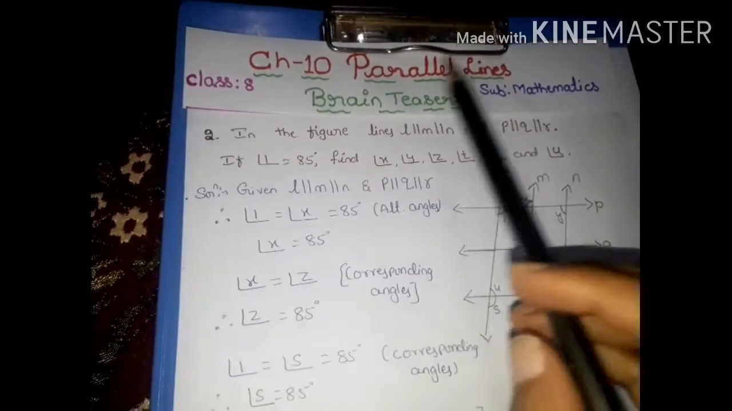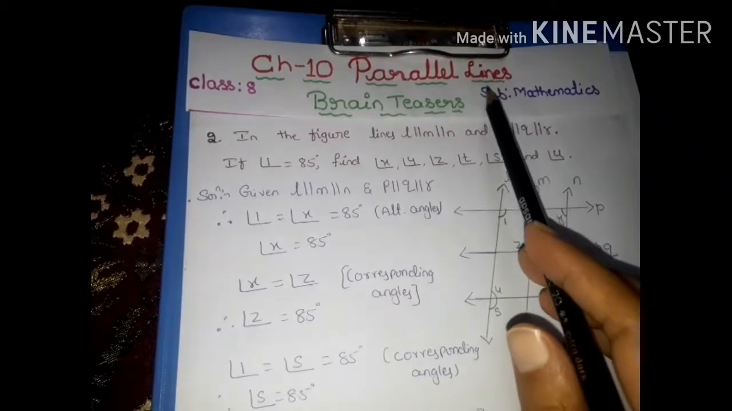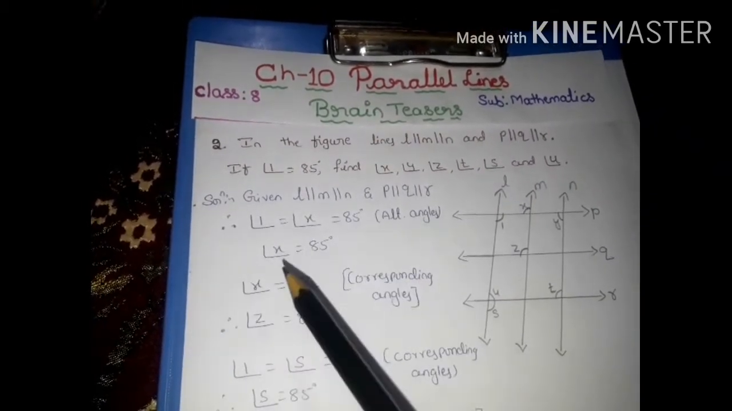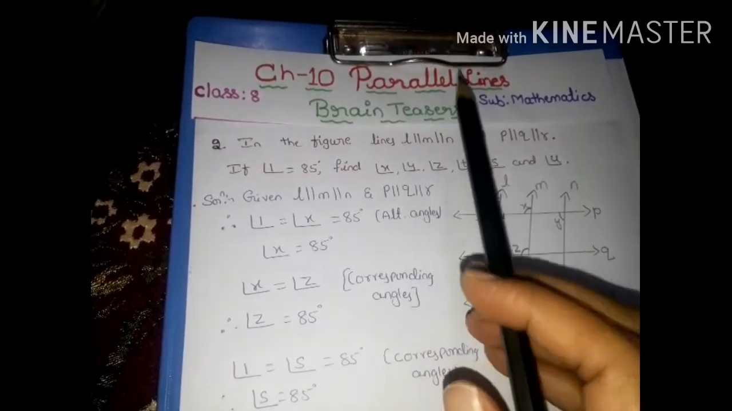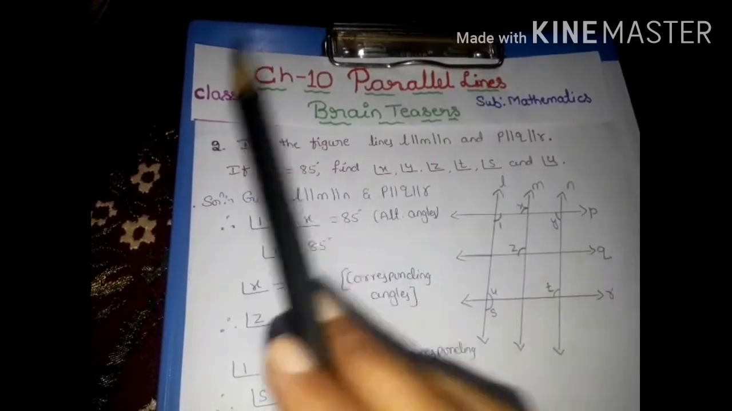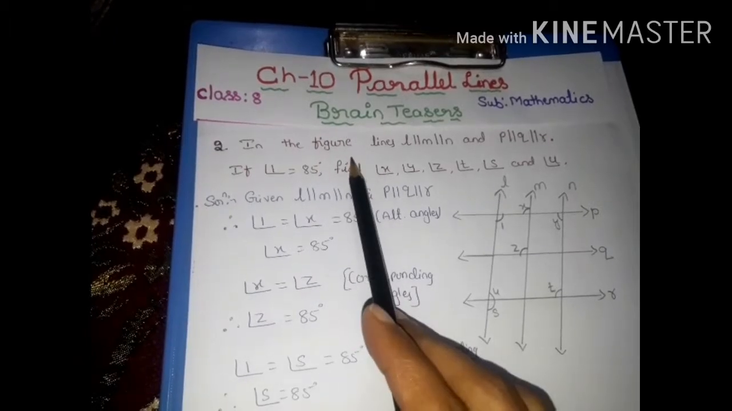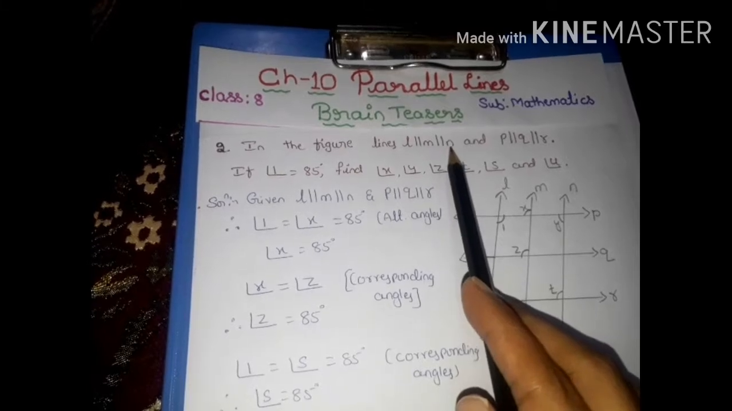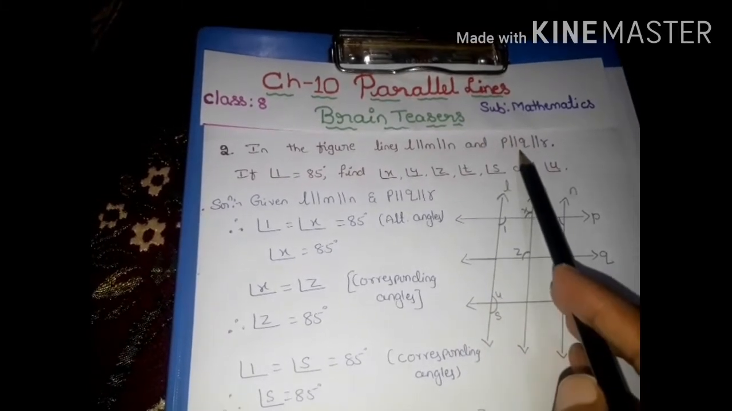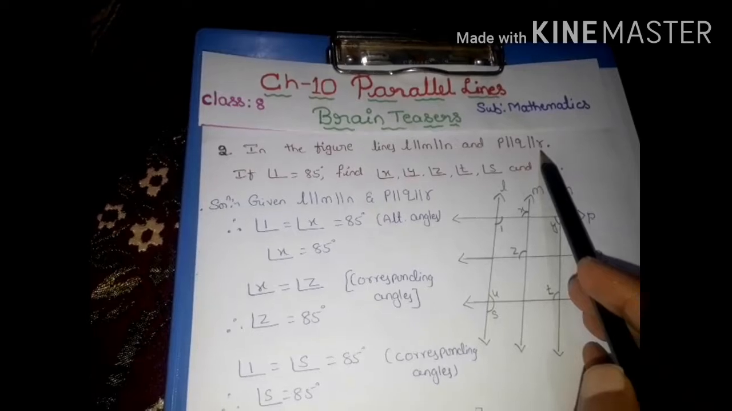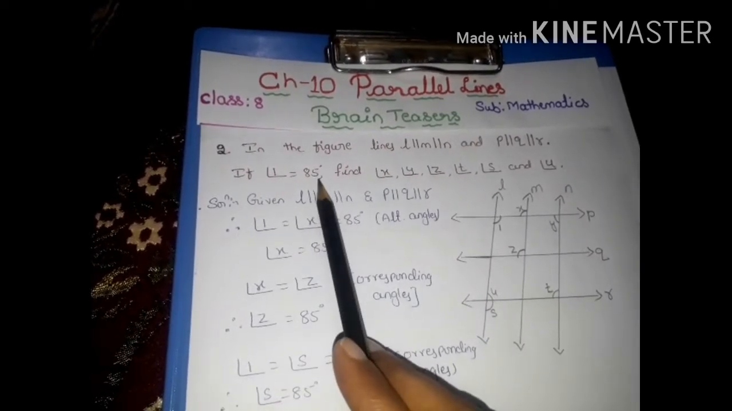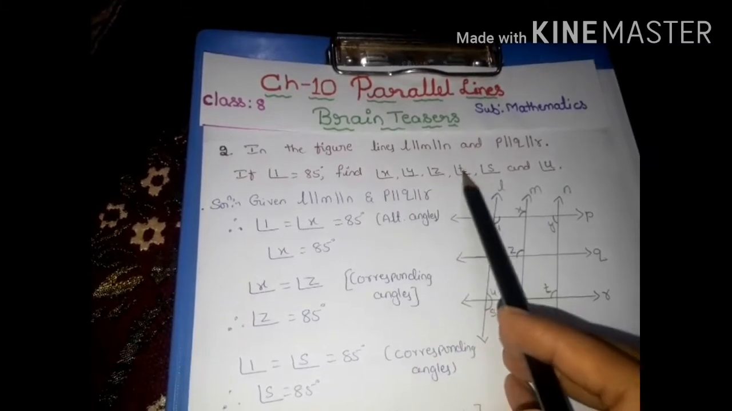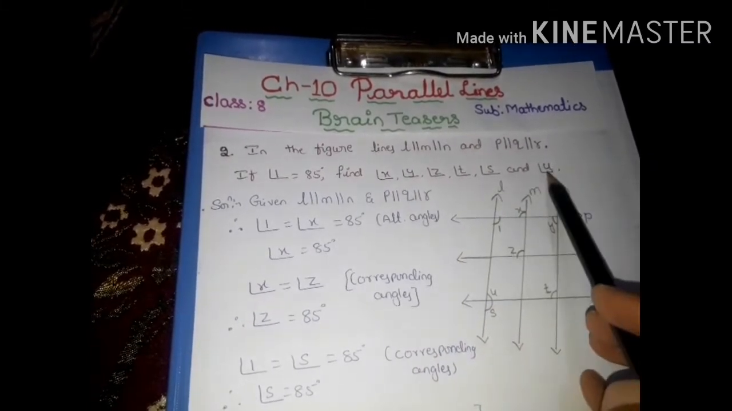In the previous video, we discussed Chapter 10, parallel lines, brain teasers, first main, B main questions. All 5 we solved. Now let us continue the same chapter, parallel lines, question number 2. In the given figure, lines L parallel to M parallel to N and P parallel to Q parallel to R. If angle 1 is 85 degrees, find angles X, Y, Z, T, S and angle U.